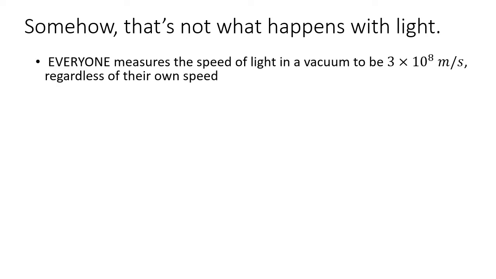And this is fascinating. It turns out that no matter who you are or where you are, everyone thinks the speed of light, if it's in a vacuum, is 3 × 10⁸ meters per second. And that's regardless of their own speed, and let me add here, or the speed of the source.